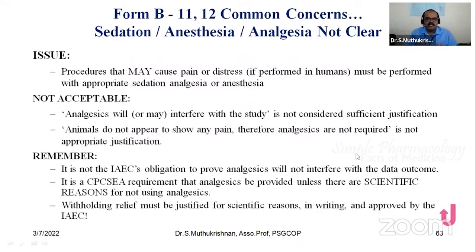Simply saying the analgesic will interfere with my studies, so that is the reason I am not using the analgesic, is not a sufficient scientific justification. You have to justify how that kind of analgesic is going to inhibit your studies, and what the alternative is. What other additional or alternative analgesic can we use? So you have to justify that.